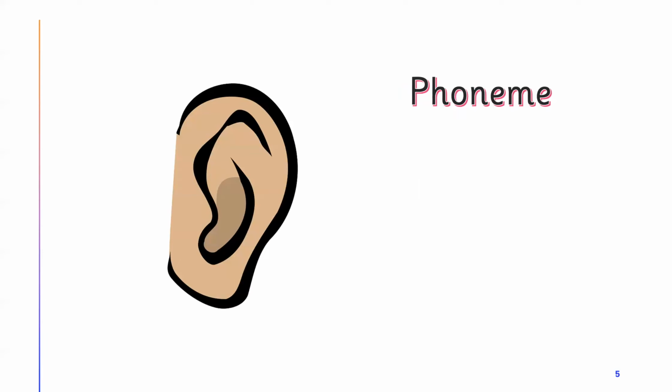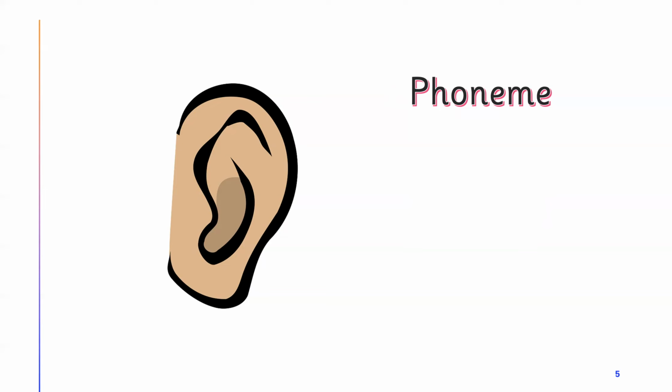A phoneme is the smallest unit of sound that you hear within a word. And as I said at the beginning, there are 44 different phonemes in the English language, but there are many, many different ways that we can spell each of the phonemes. But at this point, we're not interested in spelling them. We're just interested in hearing the different phonemes in words and breaking them down into their smallest units.